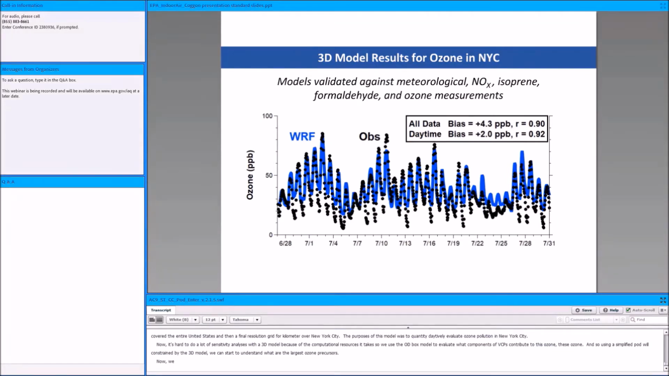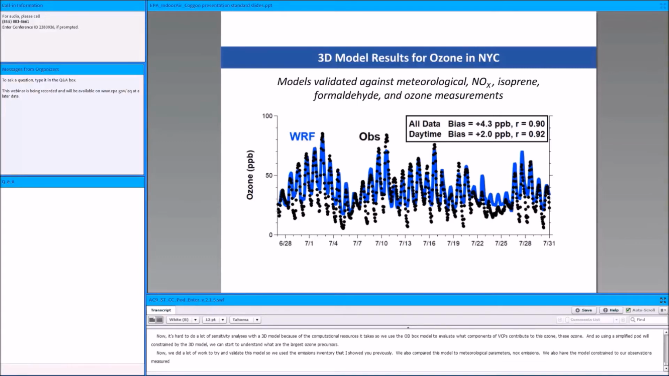Now, we did a lot of work to try and validate this model. So we used the emissions inventory that I showed you previously. We also compared this model to meteorological parameters, NOx emissions. We also have the model constrained to our isoprene observations measured across the U.S. We also compared it to formaldehyde, and then again, ozone measurements. And in all cases, the model performs very well.